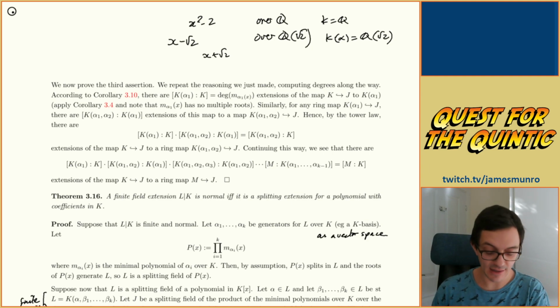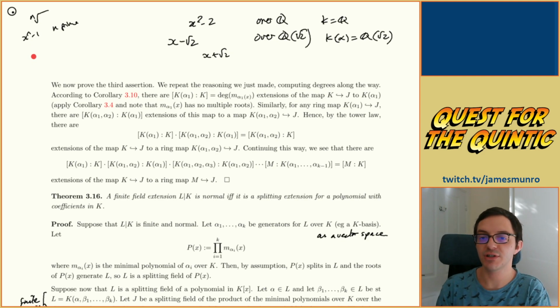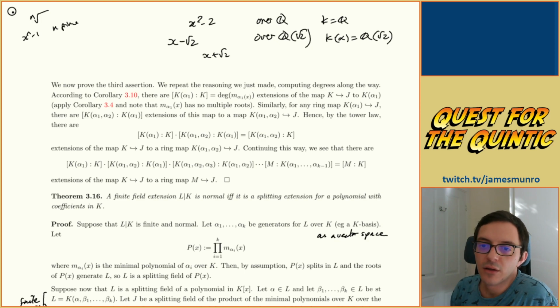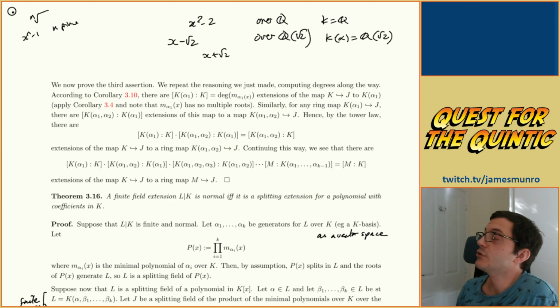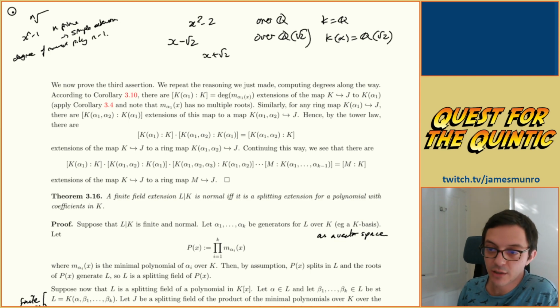Right, so if I only let you do nth roots, if I'm only interested in x to the n minus 1 for n prime, if I'm only interested in those ones, then the minimal polynomial has always got degree n minus 1. So this is a simple extension, and the degree of the minimal polynomial is just n minus 1.